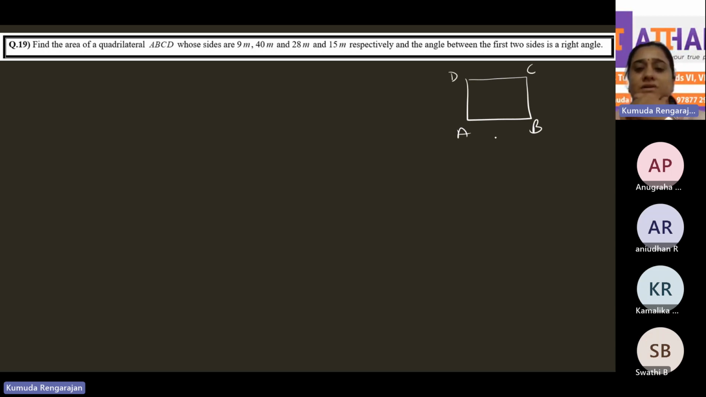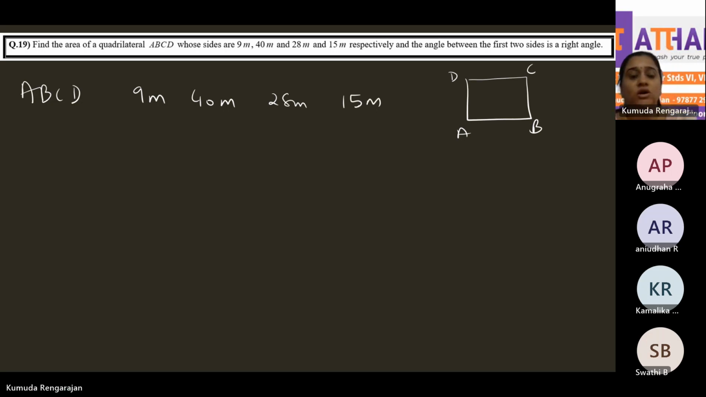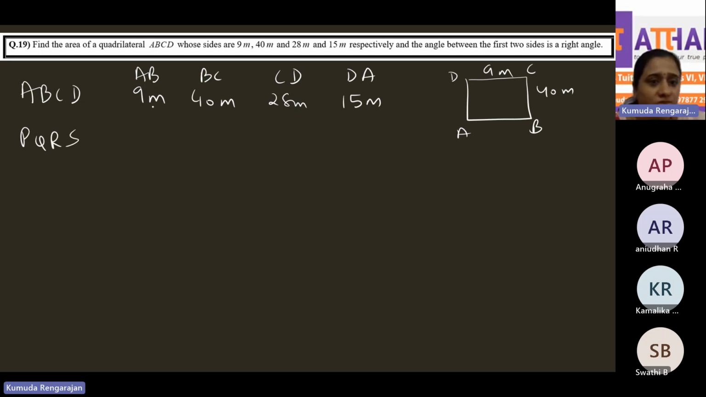Whose sides are 9 meters. So that, see, this is very important again. Quadrilateral is ABCD, and the sides are 9 meters, 40 meters, 28 meters, and 15 meters. You should take this in order. You cannot mark 9 meters, 40 meters like this as we wish. It's not like that. When it's given in this order, this is AB only. This is BC. This is CD. And this is DA. If the quadrilateral is PQRS, then this is PQ, this is QR, this is RS, and this is SP.